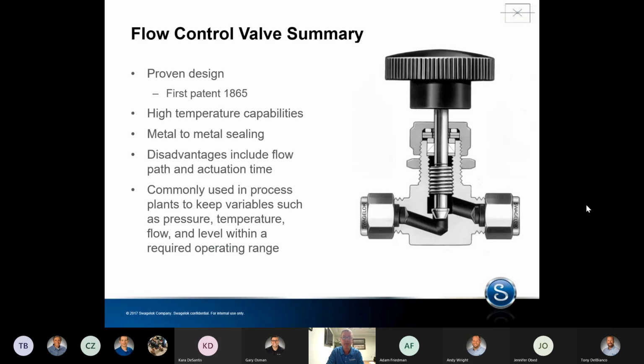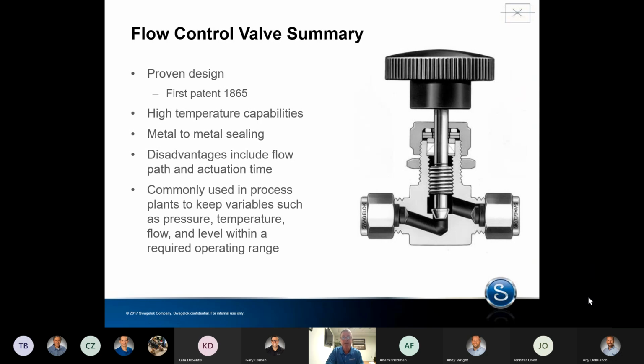In summary, needle valves are a proven design. They've been around for a long time. They're available for high temperature applications. They're available with metal-to-metal seats or with soft stem tips for gas shutoff applications. Disadvantages include a tortuous flow path, which increases pressure drop across the valve, and actuation time. It can require anywhere from 2 to 10 complete turns of the knob to completely open a given needle valve.